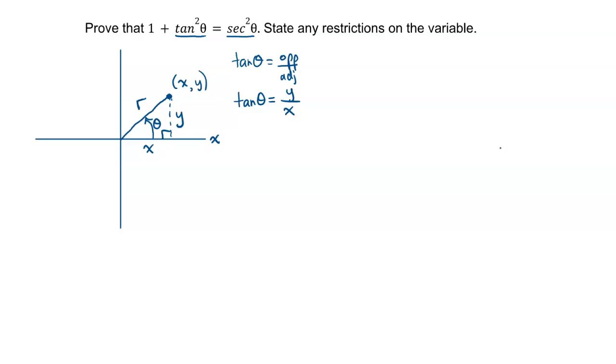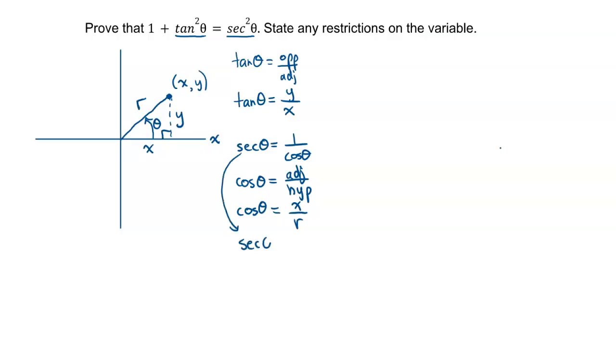Secant, though, this is a reciprocal identity. So secant is the same thing as 1 over cos. And SOHCAHTOA tells us that cosine is equal to the adjacent over the hypotenuse. And the adjacent side is x and the hypotenuse is r. So cosine of an angle is x over r. Now if secant is the reciprocal of that, that means that secant of an angle has to be r over x. So these are the definitions that we need now to do this proof with.